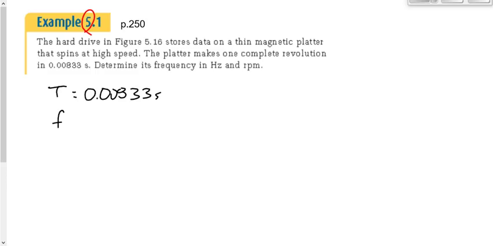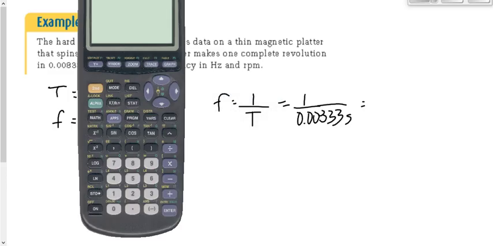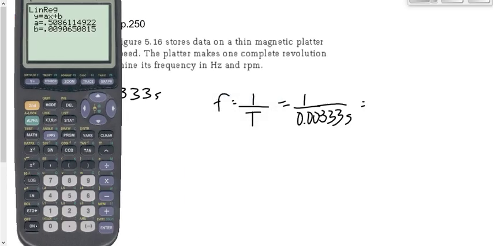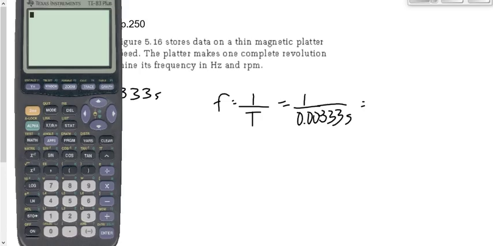If I want to find frequency, we're allowed to say frequency is number of cycles per time, but if we have the period already, then why don't we just say f is equal to 1 over T. 1 over 0.00833. Let's pull this up on our calculator. It's a pretty easy calculation, but I'm going to show you a little shortcut. We could say 1 divided by 0.00833 gives us this value, 120.